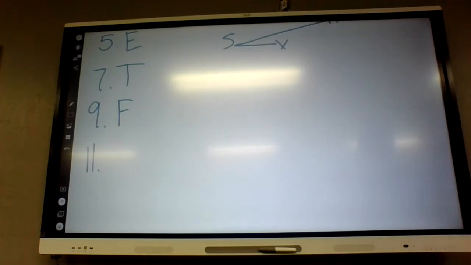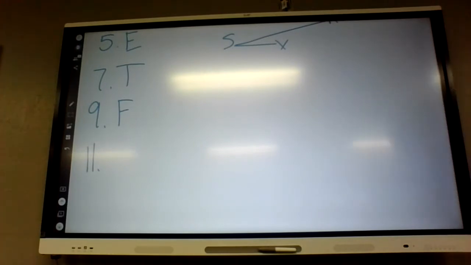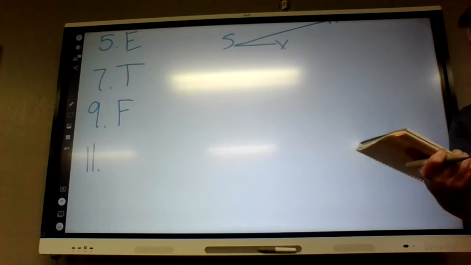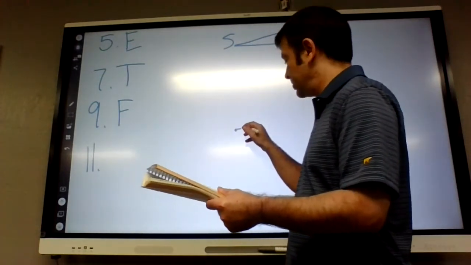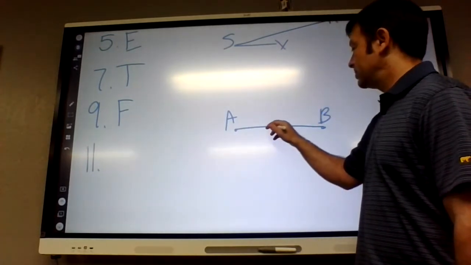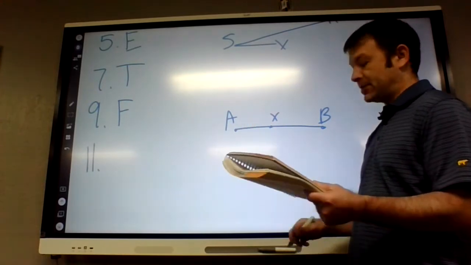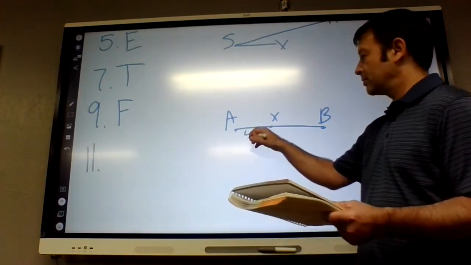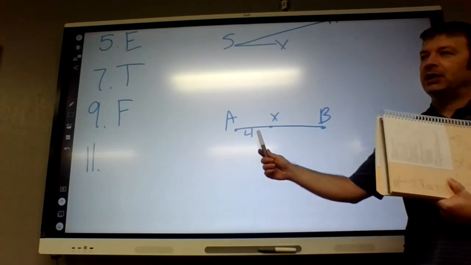Okay, on 16 it says find AB if X is the midpoint of AB and AX has the given length. Okay, if you know what they're asking, it's pretty basic. So they're saying X is the midpoint of AB. So there's AB, X is in the middle. So if AX has the given length of 4, how long is segment AB? That'd be 8.